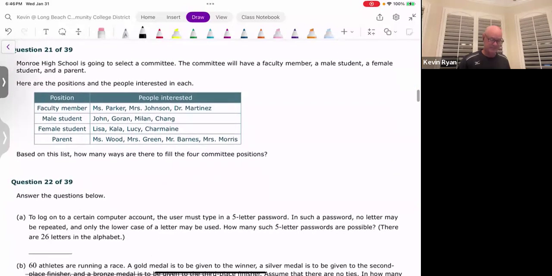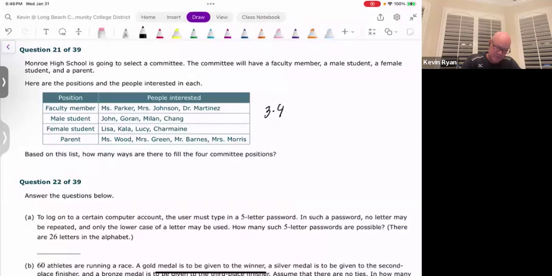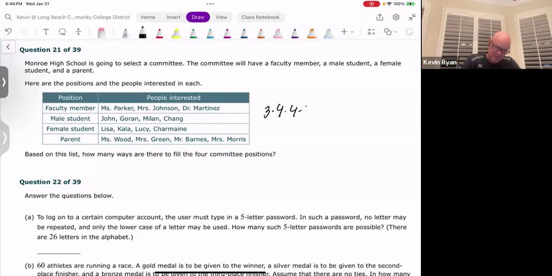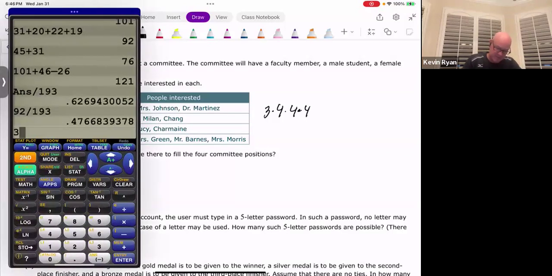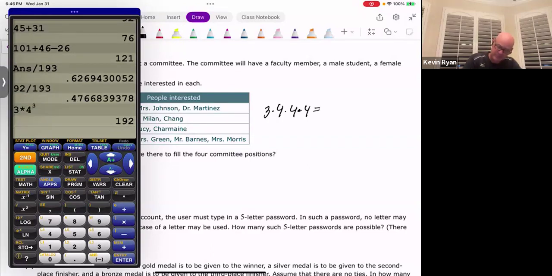We are on to counting. Monroe High School is going to select a committee. The committee will have a faculty member, a male student, a female student, and a parent. So how many different committee positions are there going to be? Well, there are 3 faculty members, 4 male students, 4 female students, and 4 parents. These are all multiplied. So this is going to be 3 times 4 raised to the third power. 192 committees.